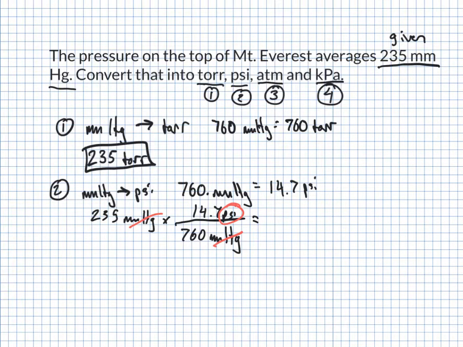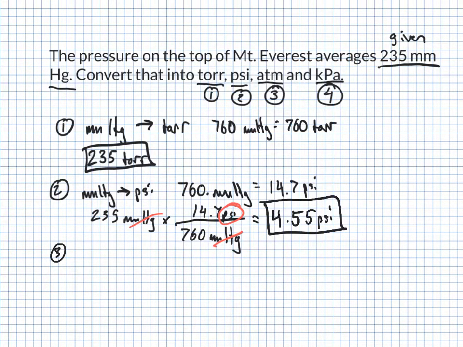And if I do that in my calculator, that's going to read 235 times 14.7 divided by 760. And how many significant figures should I have? 1, 2, 3 from the 235. So that's going to be 4.55 psi.